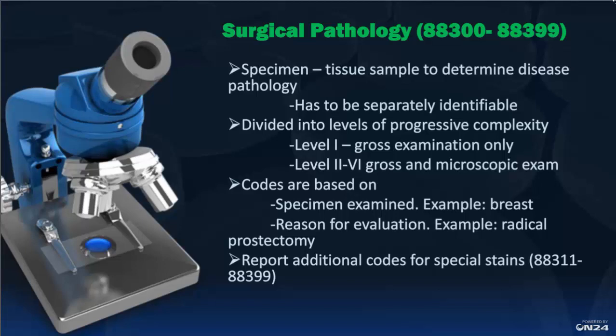These codes are based on what is being examined, like, for example, the breast, or the reason for the consultation. And in this sample, the example will be the radical prostatectomy. That's the reason for the evaluation. You're going to report additional codes for special stains 88311 to 88399.